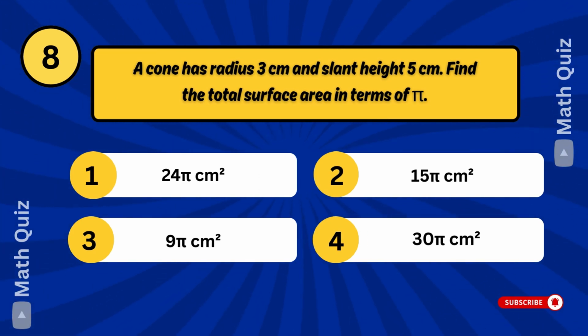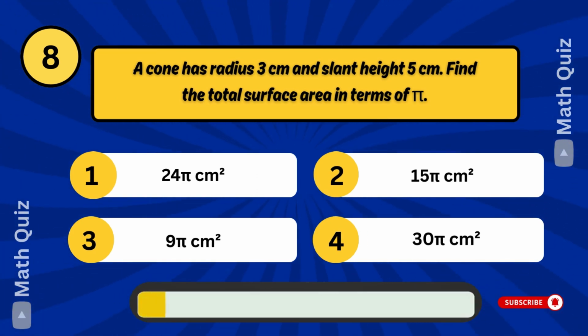A cone has radius 3 cm and slant height 5 cm. Find the total surface area in terms of pi.